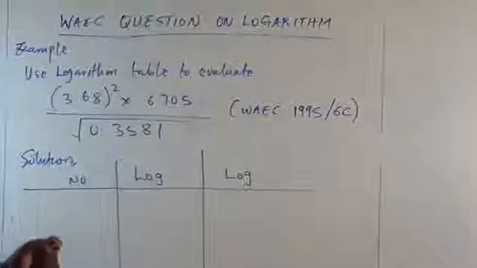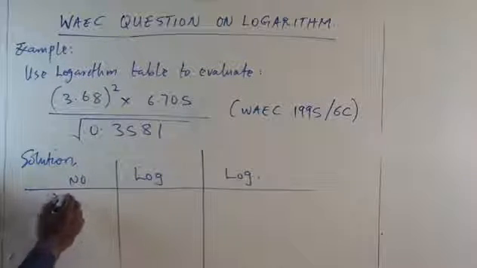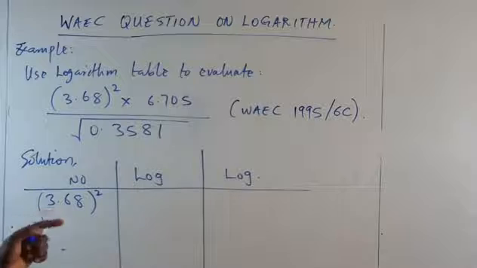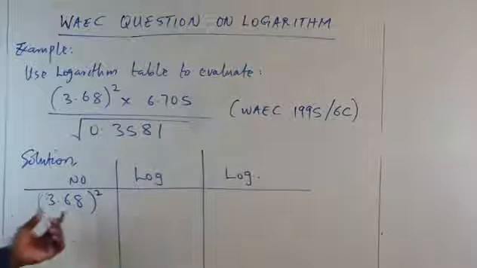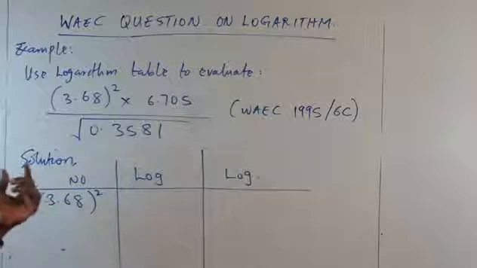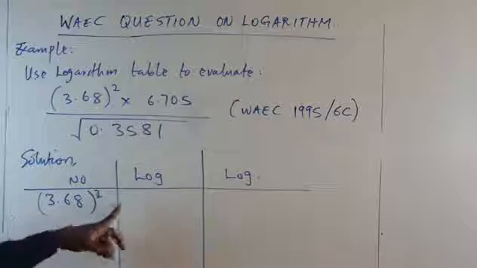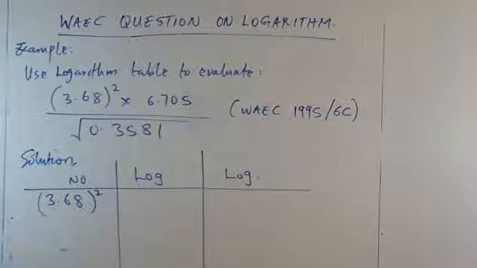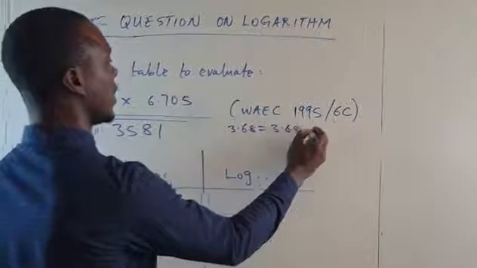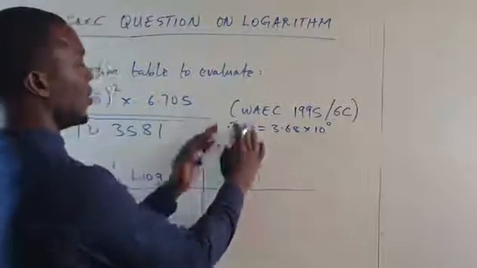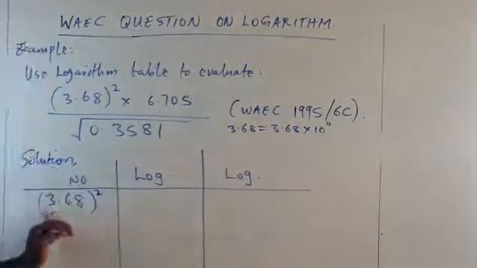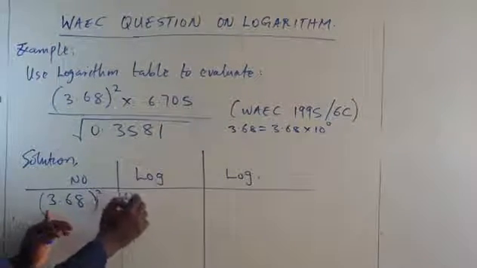So the first number under consideration is 3.68 raised to power of 2. Starting with the number inside the bracket, we have 3.68. The first thing to do, we are going to express 3.68 in standard form to know our integer part. So 3.68 in standard form is 3.68 times 10 raised to power 0, because we didn't move an inch. So the power to base 10 is 0. So the integer part of this number is 0 point.